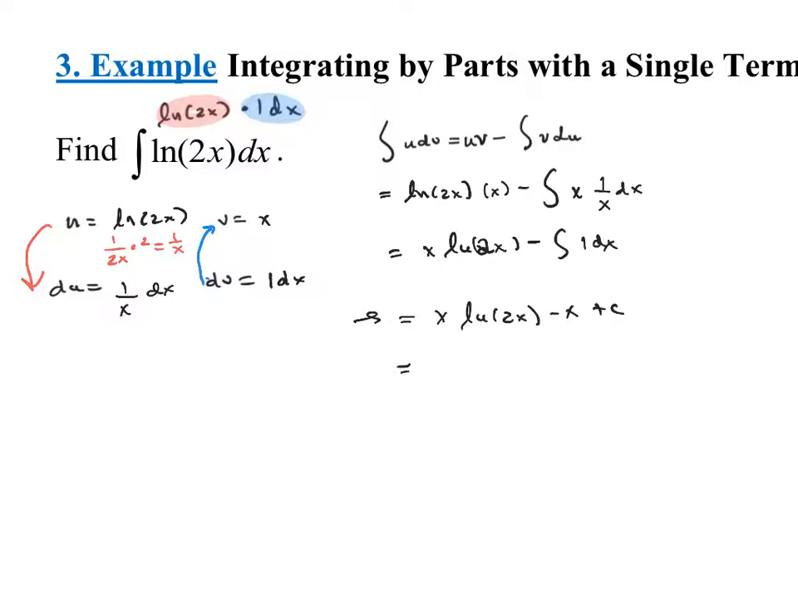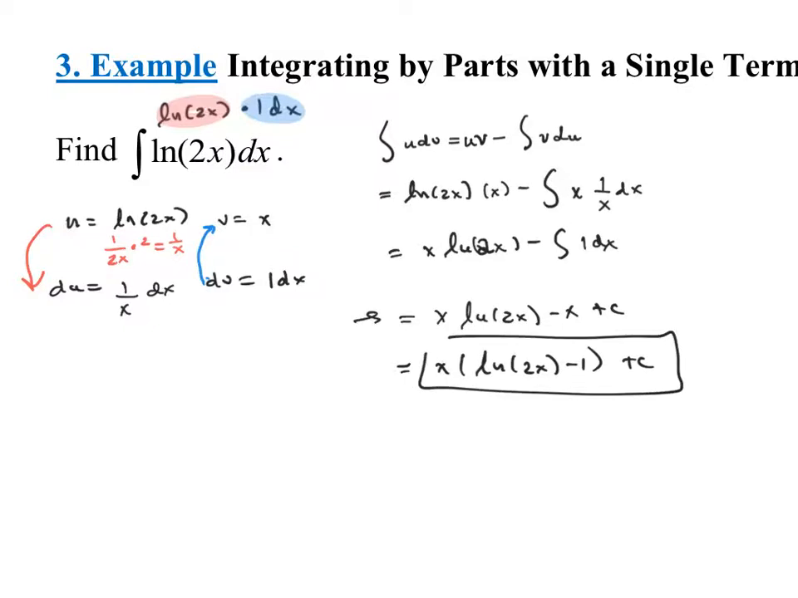You might have someone say, hey, you could factor out an x of this one. So that would be x times the natural log of 2x minus 1. And then again, your plus c. I don't care which of those two answers you have. Both of them are perfectly fine for me. You do not have to factor.